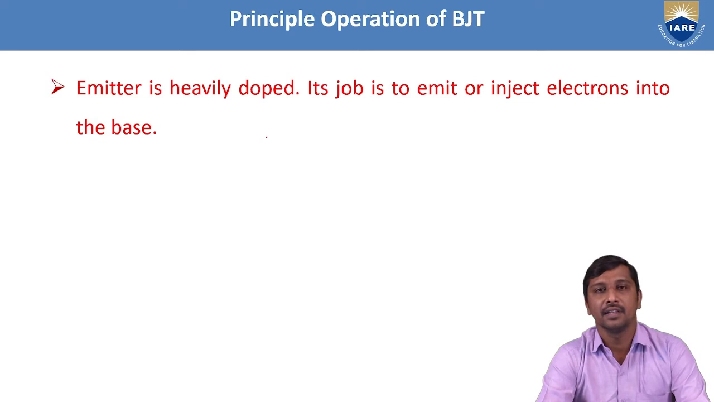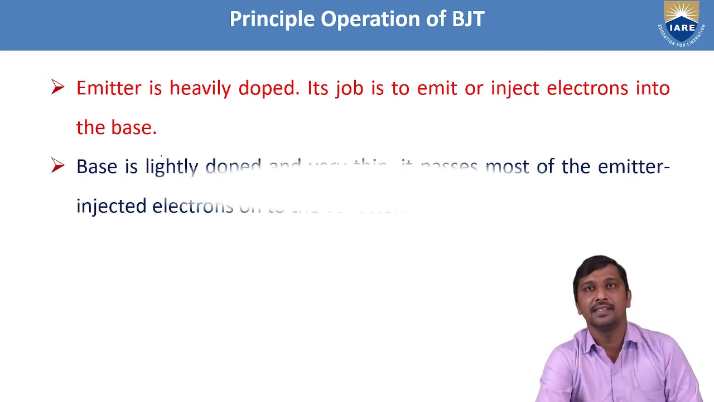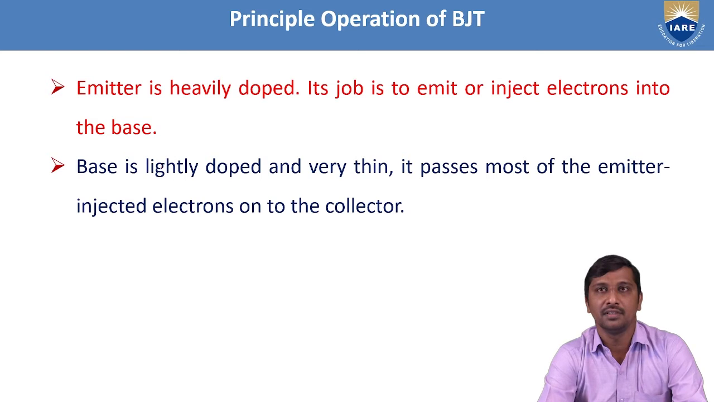The emitter is based on either P-type or N-type material. If you consider N-type material, the majority charge carriers are electrons, so it emits electrons towards the other material, which is the base. The base is very lightly doped, and the region of the base is very thin.